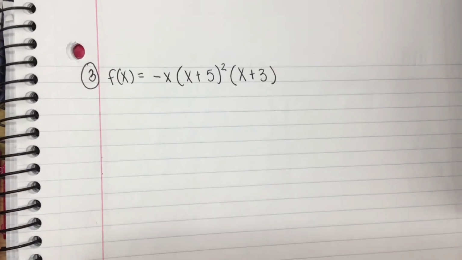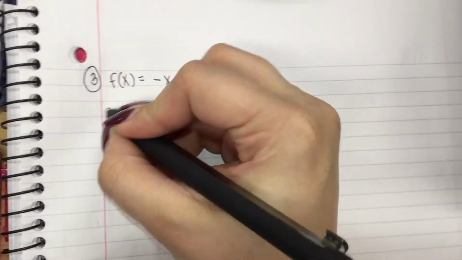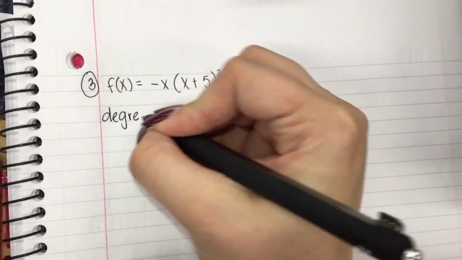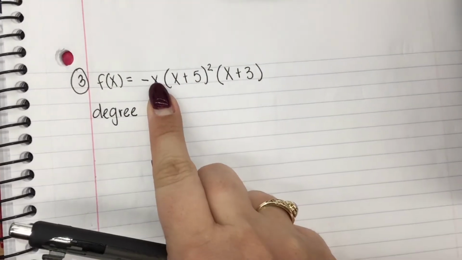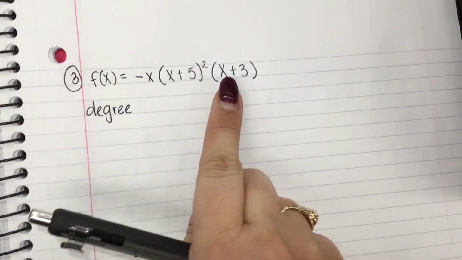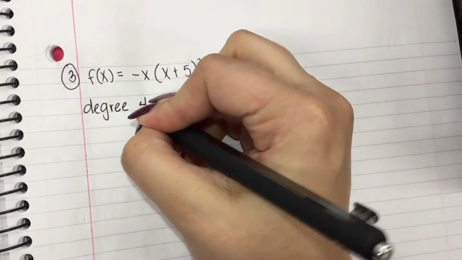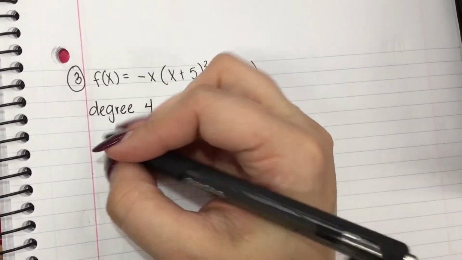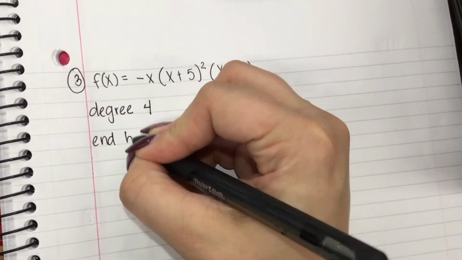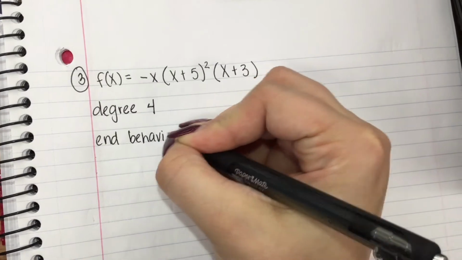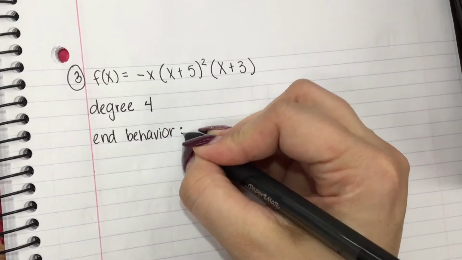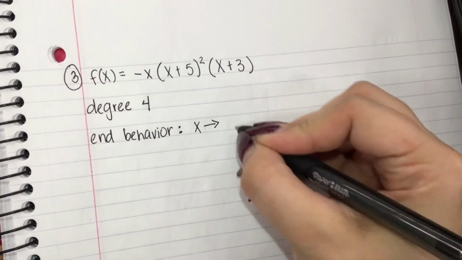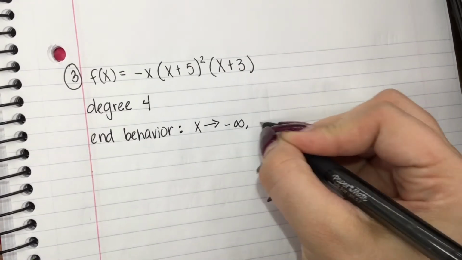Okay, one last example before I let you do one by yourself. For this one, when I count up all of those x's, I have 1, 2, 3, 4 x's. So this is degree 4. Because this is degree 4, I know that we have same end behavior. And because the leading coefficient is negative, I know that both sides of the graph point down. So I just need to translate that into math.